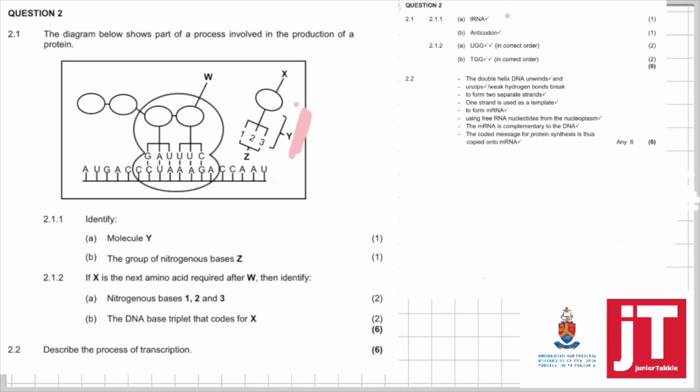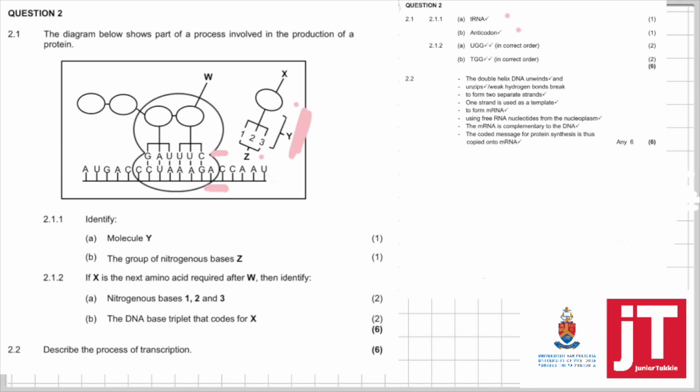What group of nitrogenous bases is it? It's attached to the molecule Y, to the tRNA, so that can only be the anticodon. 2.12. If X is the next amino acid, so X goes here. If it's the next amino acid required after W, identify the nitrogenous bases 1, 2, and 3.